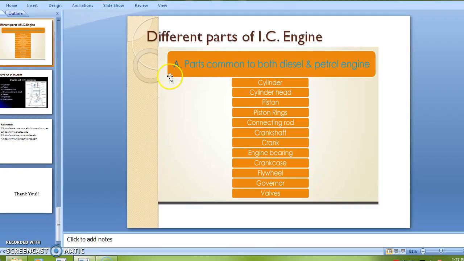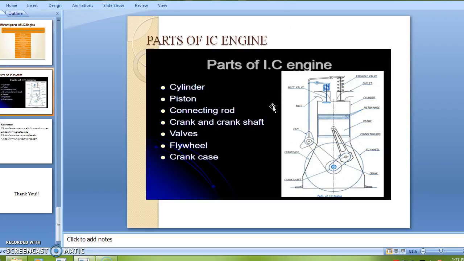Different parts of IC engine. Now that we have seen the detailed classification of IC engine, we will see the different parts of IC engine. And all these parts are common for diesel engine as well as the petrol engine. The names of the parts are cylinder, cylinder head, piston, piston rings, connecting rods, crankshafts, crank, engine bearing, crankcase, flywheel, governor and valves. All these are the parts which are common for diesel engine as well as the petrol engine.